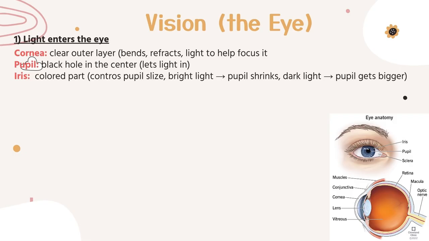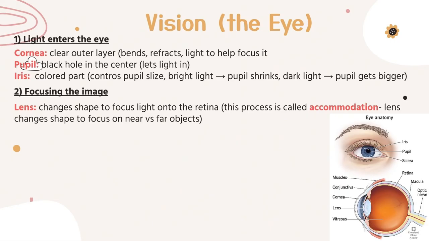So in a bright light, the pupil shrinks. In a dark light, the pupil gets bigger. Focusing the image: the lens changes shape to focus light onto the retina. This process is called accommodation, in which the lens changes shape to focus on near versus far objects.